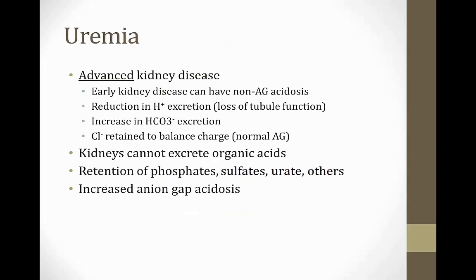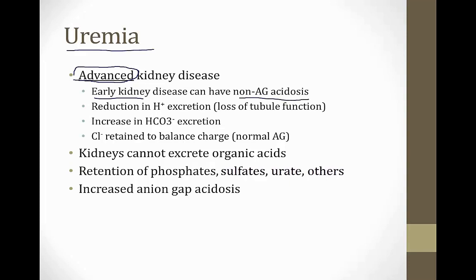So moving on with our mud piles list of causes of anion gap metabolic acidosis, the next one is uremia. Advanced kidney disease can cause an anion gap metabolic acidosis, and I underline the word advanced because it has to be advanced. Early kidney disease is different. That causes a non-gap acidosis.